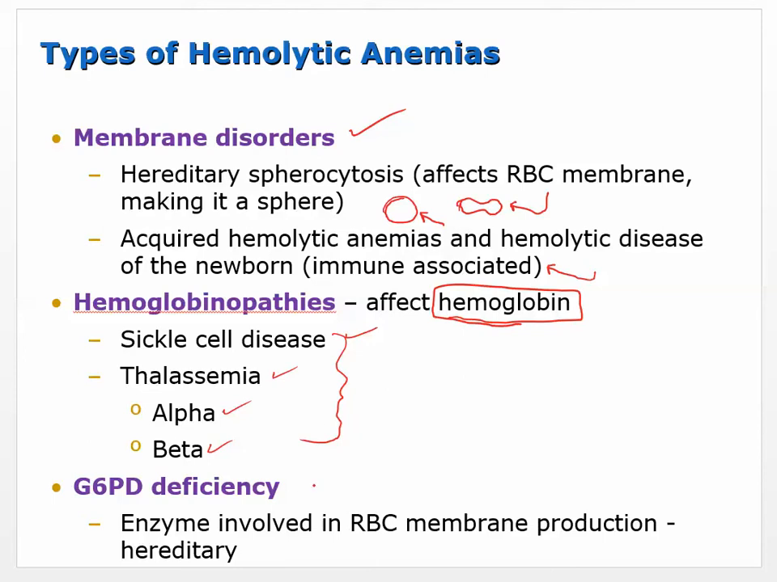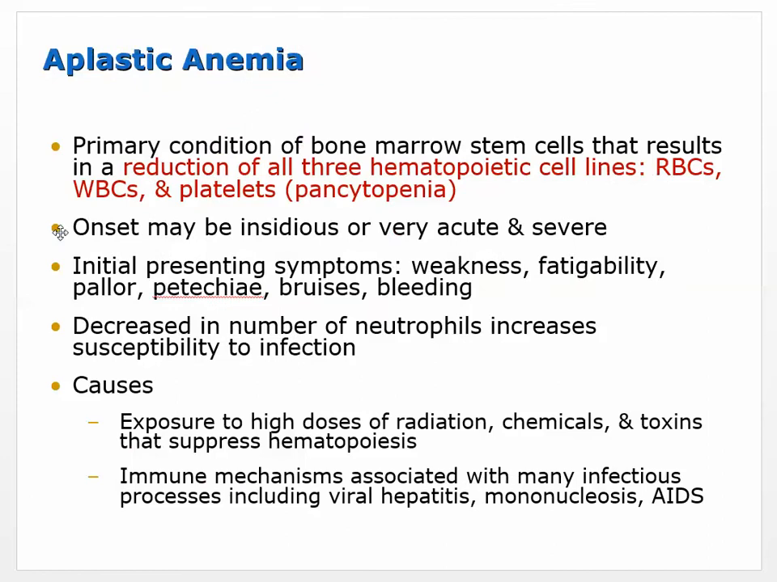And then G6PD, which I think stands for glucose-6-phosphate dehydrogenase, maybe. But that's an enzyme involved in red blood cell membrane production. Okay, so that was that enzymatic one that we were talking about that makes a component of the red blood cell. And if that's not working properly, then you end up with a weakened membrane, and that's a red blood cell that will break more quickly.